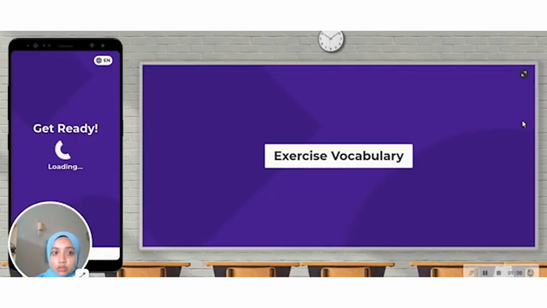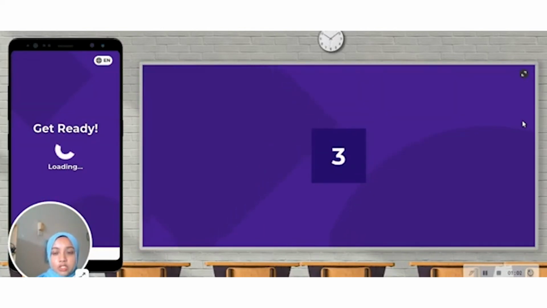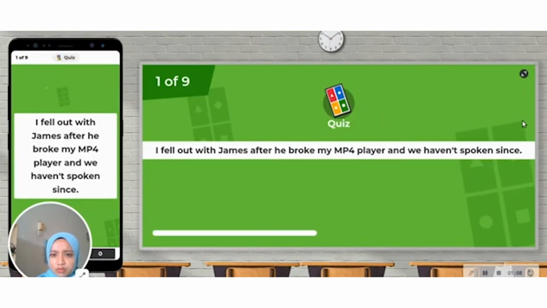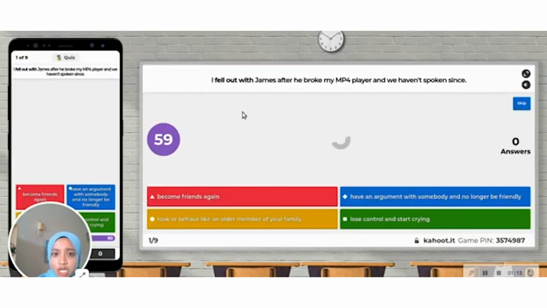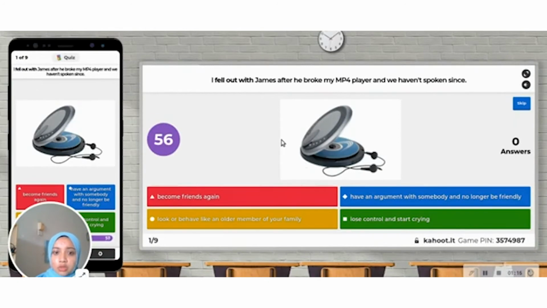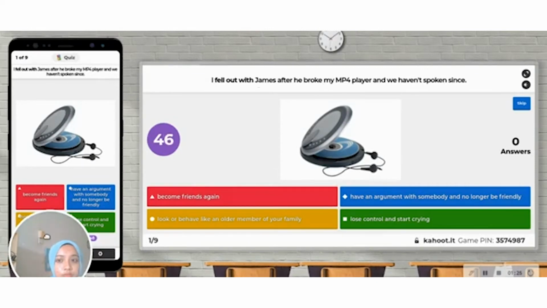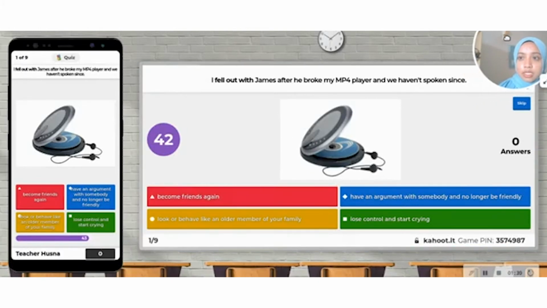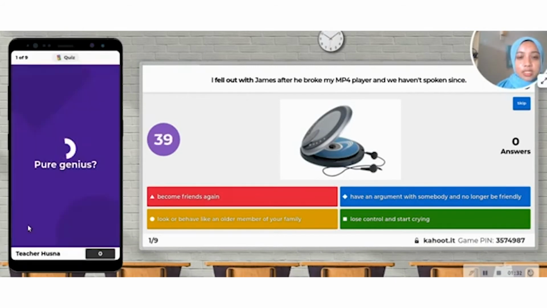My students can join using their phone or maybe their laptop. This is an exercise of vocabulary. So the first question is, I fell out with him after he broke my MP4 player and we haven't spoken since. Fell out. So you can choose your answer here on your phone. Let me move my pictures first so everyone can see. Okay, so answer this one.